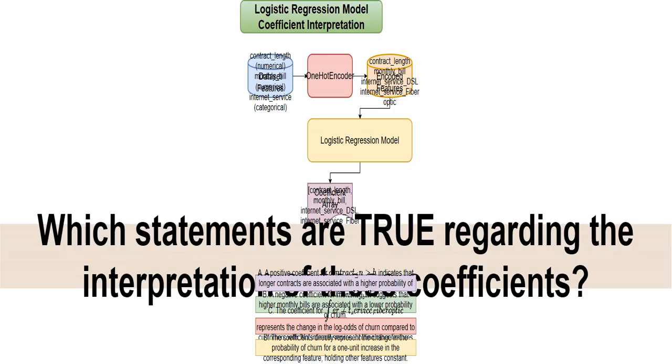This statement is correct. A negative coefficient for monthly bill indicates that as the monthly bill increases, the log odds of churn decrease. This translates to a lower probability of churn.